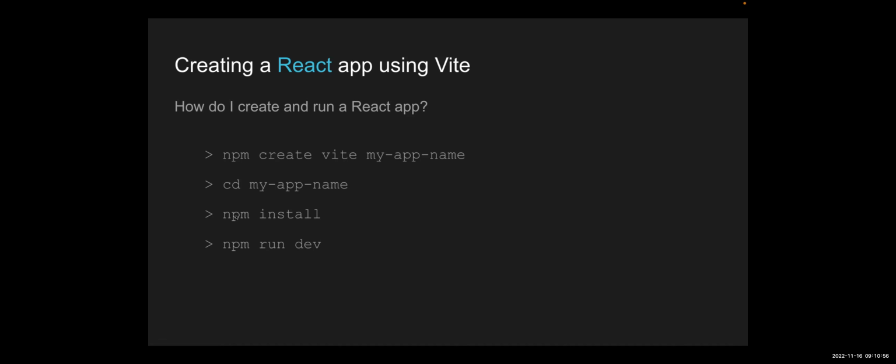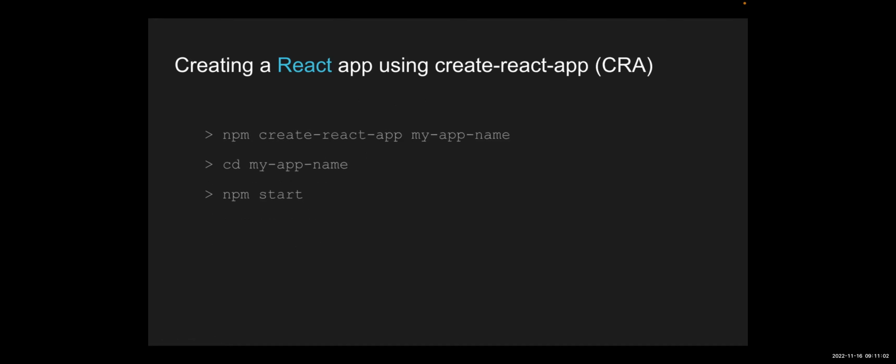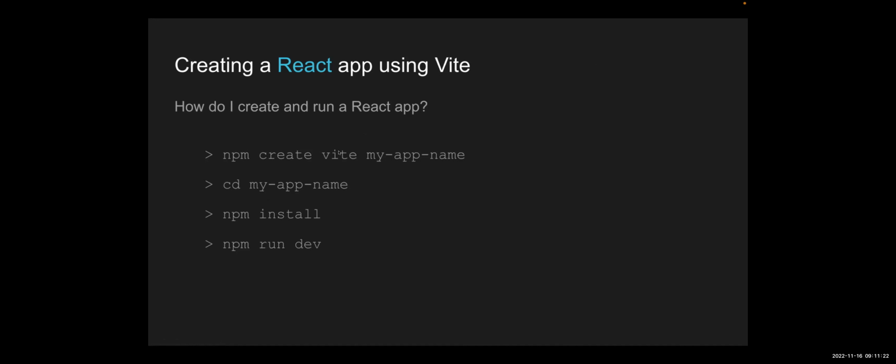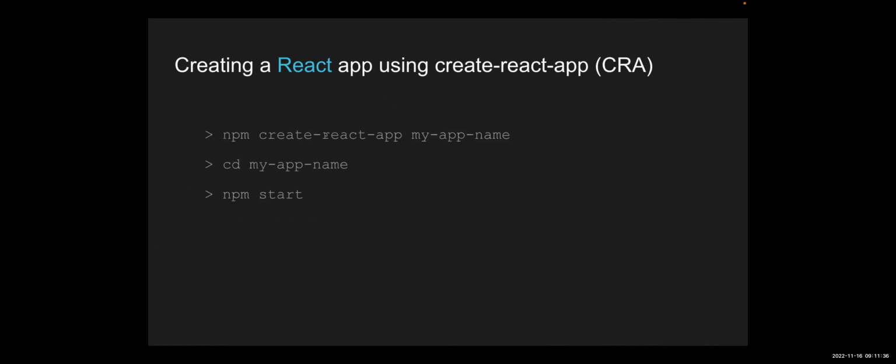I'll talk a little bit more about this, but before I do, I want to mention that there is another way that you might come across, called create React app. This is the base way of creating a React application. You do npm create React app, and then you put your app name. Vite actually creates it in a slightly better way. It's more optimized and it's faster. Vite just means fast in French. So that is why we're using this library instead of create React app.